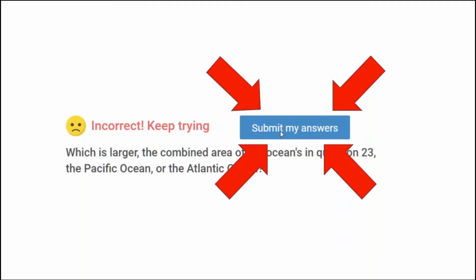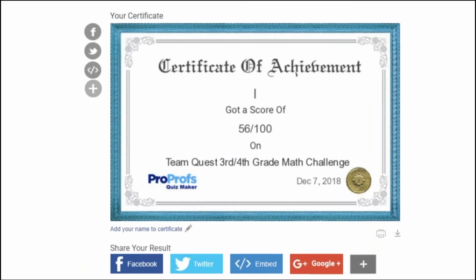If you do not, and the time runs out, all of your math questions will be marked wrong. So don't take a chance. Make sure that you're able to hit the submit my answer button before your time runs out. Once you hit the button, the computer will auto score and auto give you all of your points. You're going to get a certificate of achievement that looks like this.